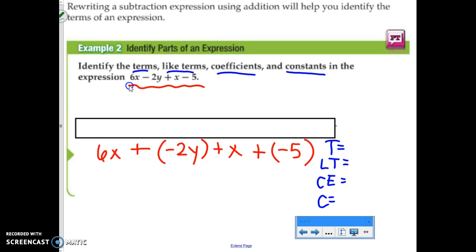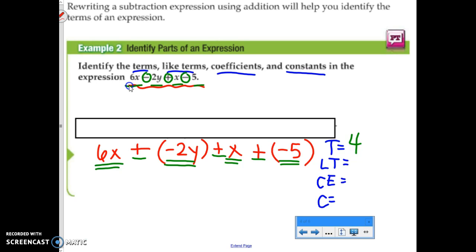Remember, a term is any number or any part of that expression that's separated by addition or subtraction. So you could come here to this first original problem and say, hey, I've got 2 subtraction symbols and addition symbol, so I know that 1, 2, 3, 4 terms are being separated. In this case down here, just understand that I actually changed everything to addition, but it still gives me 4 total terms. I have 6x, negative 2y, x, and negative 5. So it still leaves me with 4 total terms.